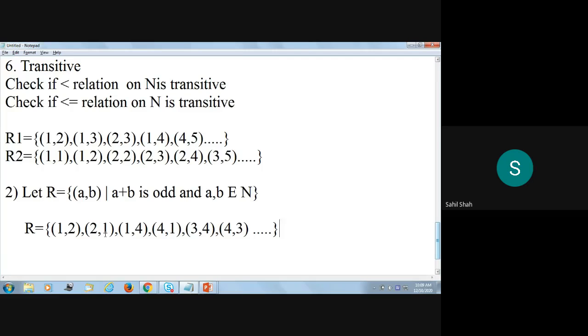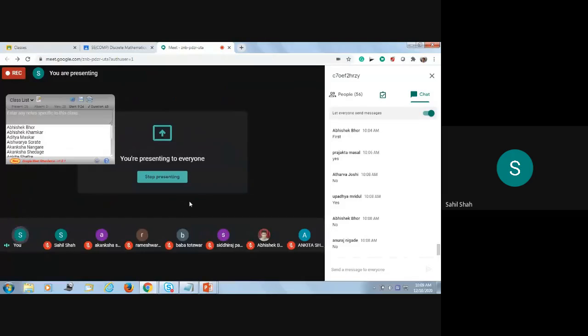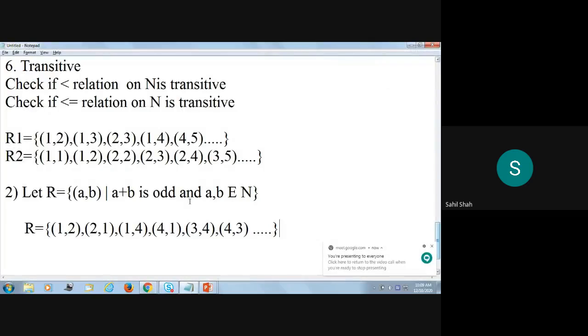So what is the new pair formed? 1 1. Can we have 1 comma 1 anytime present in relation R? No, because 1 plus 1 is 2, which is not odd. So it fails. It is not transitive. Are you getting why it is not transitive? What type of relation is this?